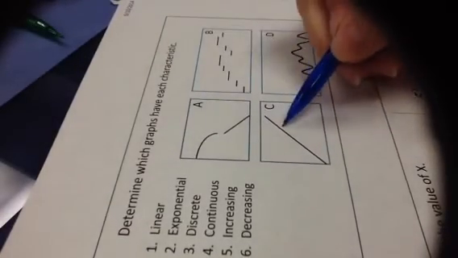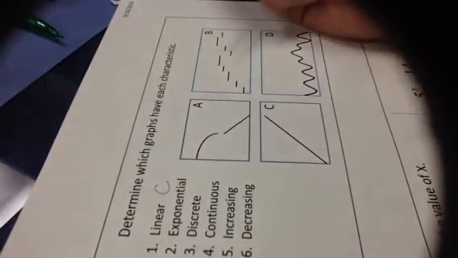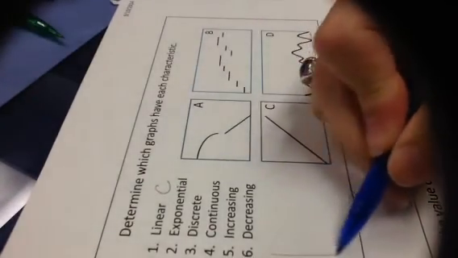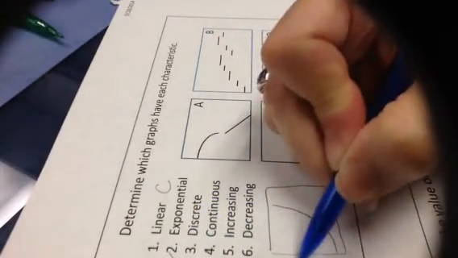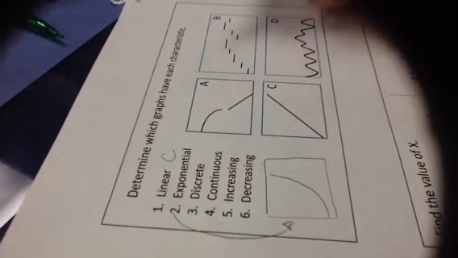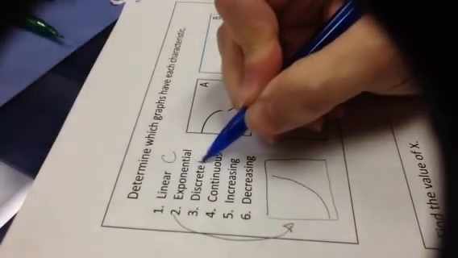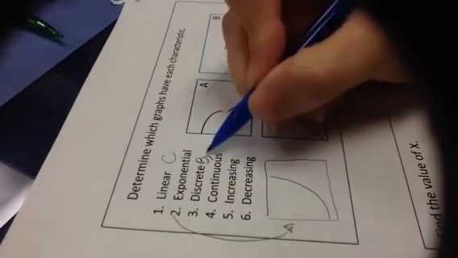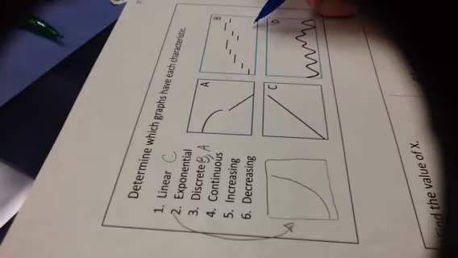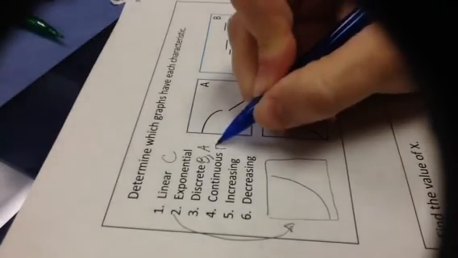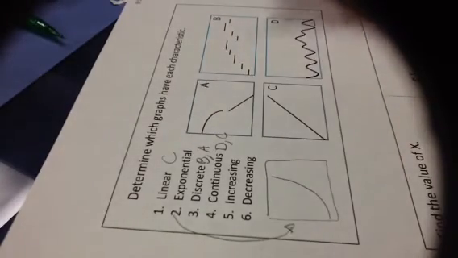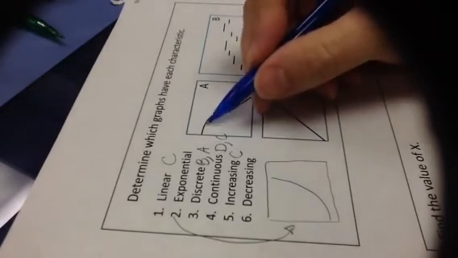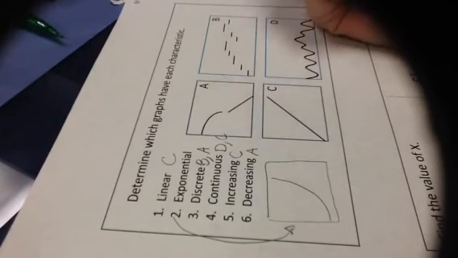Okay, so C is linear because it's a straight line. There aren't any exponential. Exponential would look like this. That would be exponential. Discrete. B is discrete, and A is discrete. Continuous. D is continuous. C is also continuous because there's no breaks. Increasing. C is increasing. Decreasing. A is always going down, so it is decreasing.